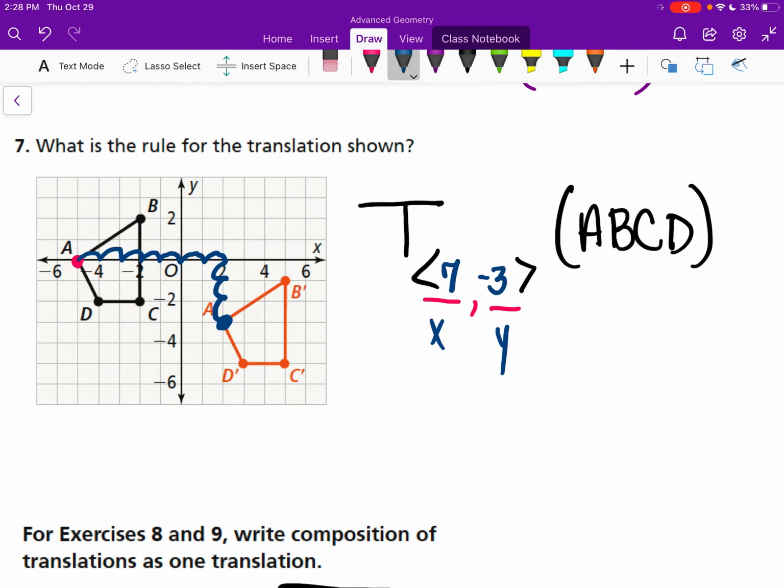So that should be the same for every point. We can test it out. Like from D to D prime, let's see. Do we go right 7? 1, 2, 3, 4, 5, 6, 7. Do we go down 3? 1, 2, 3. Yes, we do. So that is a translation where X is 7 and Y is -3 of the figure ABCD. And you have come up with that translation rule.